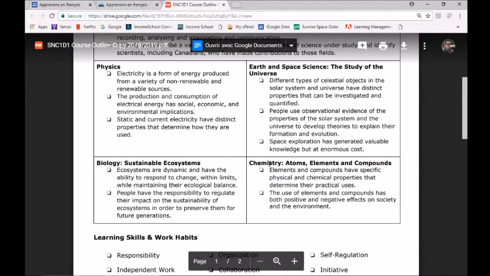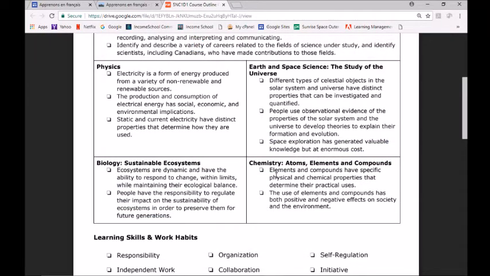The fourth unit will be about chemistry, and the plan is to finish the semester with this unit, and we'll talk about atoms, elements, and compounds. And the first part of that section will be that elements and compounds have specific physical and chemical properties that determine their practical uses, followed by the use of elements and compounds has both positive and negative effects on society and the environment.